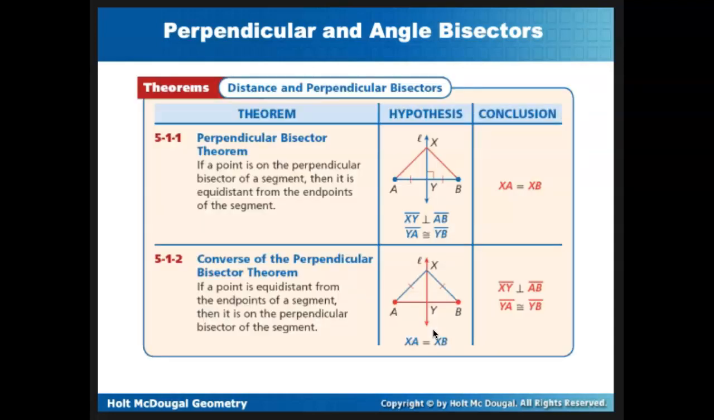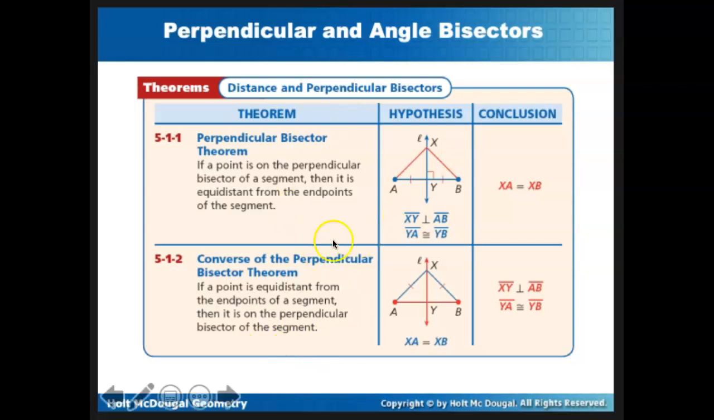So we have a perpendicular bisector theorem that says if a point is on the perpendicular bisector of a segment, then it is equidistant from the endpoints of the segment. And I think in class we've already worked with that. The converse of the perpendicular bisector theorem is if a point is equidistant from the endpoints of a segment, then it is on the perpendicular bisector of the segment.